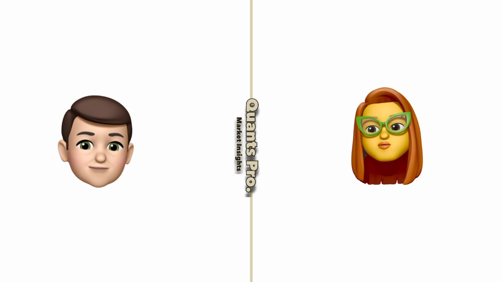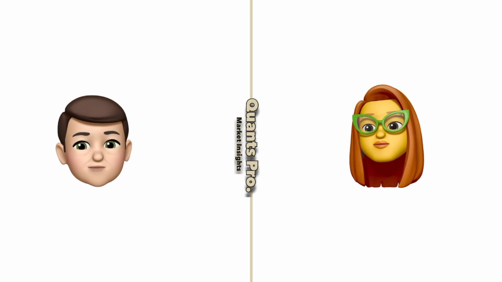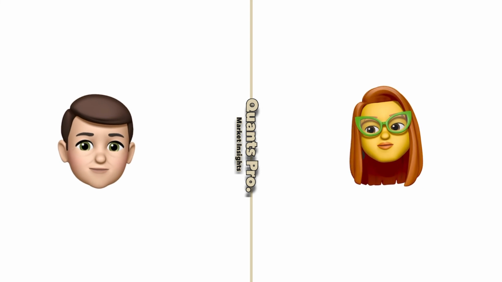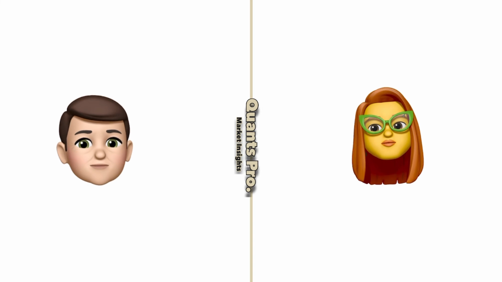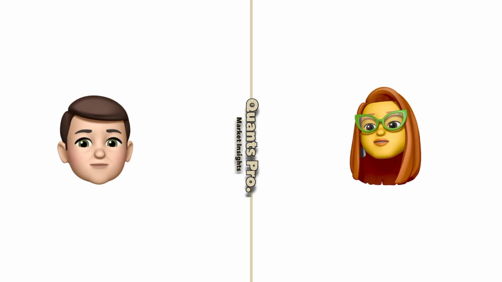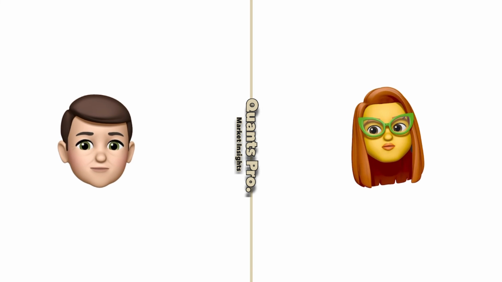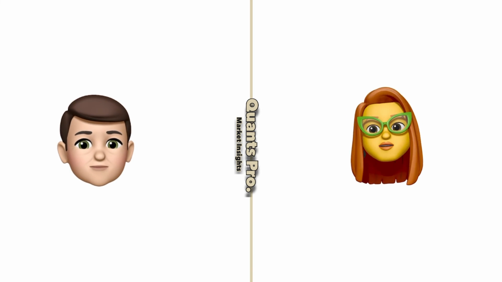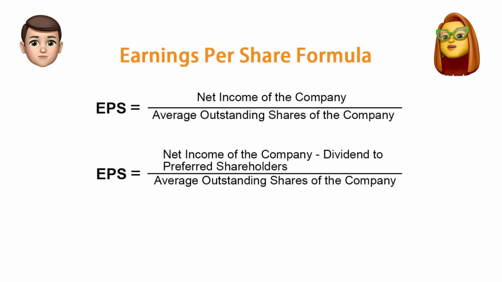Dear Quants Pro followers, we present to you some technical analysis parameters in depth in order to gain more qualified equipment for decision making. For this purpose, our first indicator that we will present to you is EPS performance. Numerical changes in the EPS trend are an important indicator for investors.